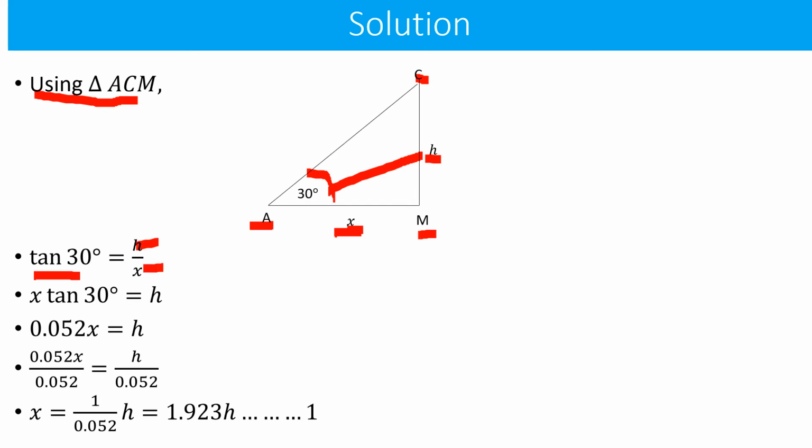Then multiply through by X, so you get X tan 30 is equal to H. So tan 30 will be 0.052, X is equal to H. Then we are looking for X divided by the number behind X, which is 0.052. Then it will be H over 0.052. You divide 1 by 0.052 and it will give us 1.923H. You label here as equation 1.